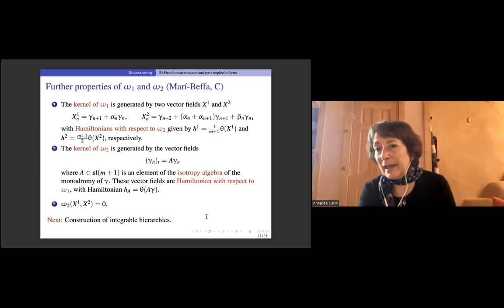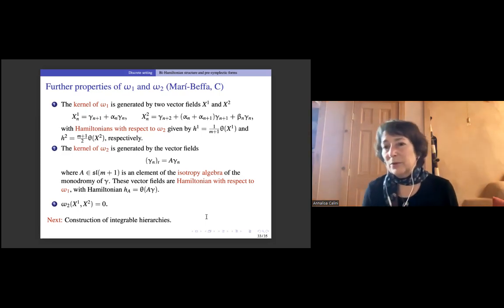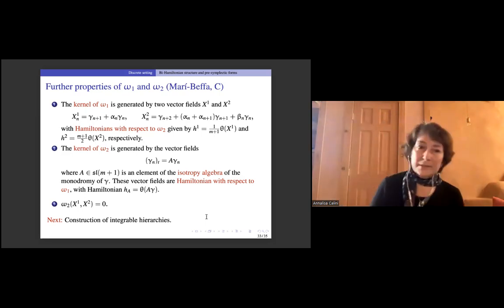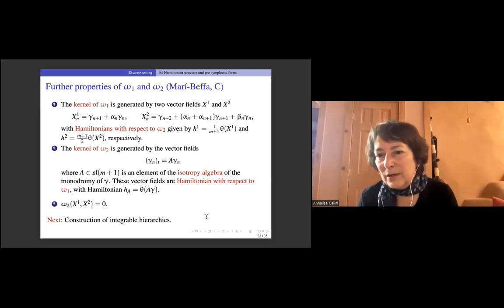Now, the point we left at is the construction of the integrable hierarchy, and that will be next. So we are going to soon resume this project, and I would like to just leave you with that.